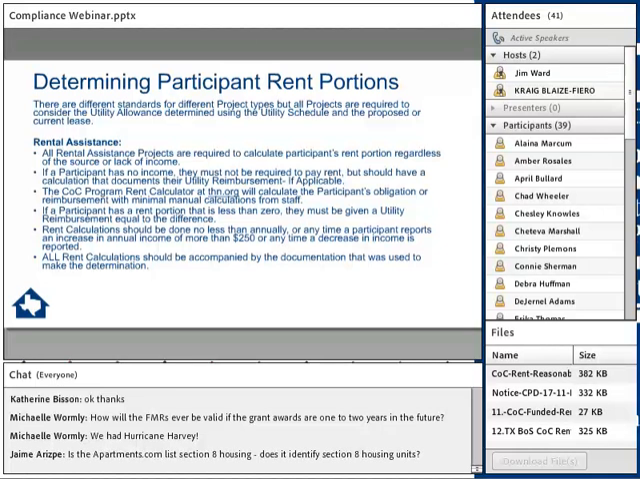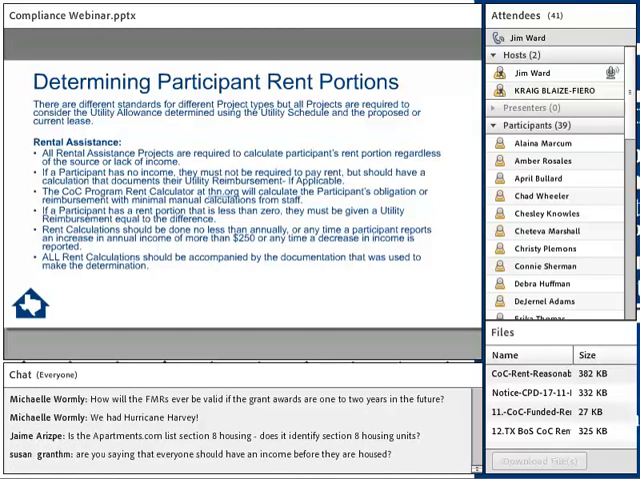And we're going to go over the rent calculator here in just a second. But again, rent calculations should be done no less than annually, or any time a participant reports an increase in annual income of more than $250, or any time a decrease in income is reported. All rent calculations should be accompanied by the documentation that was used to make that determination. So if your participant is on SSI and you're doing a rent calculation in 2018, you should have a 2018 award letter used to back up that rent calculation. If your participant is employed, you should have pay stubs that back up that rent calculation.